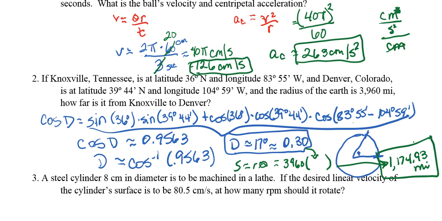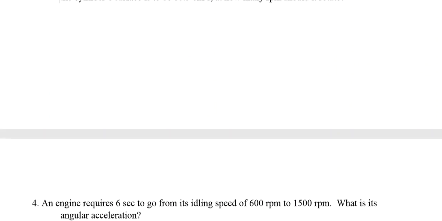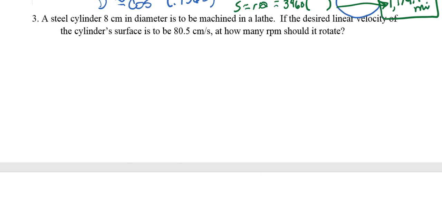Okay, next one. A steel cylinder 8 centimeters in diameter is to be machined in a lathe. If the desired linear velocity of the cylinder surface is to be 80.5 centimeters per second, at how many RPMs should it rotate? They are asking how many RPMs, revolutions per minute. So we're going to have to do some dimensional analysis. I'm not sure if you did that in any previous math classes. That is one of the things we consider to be a pre-skill to what we have here.